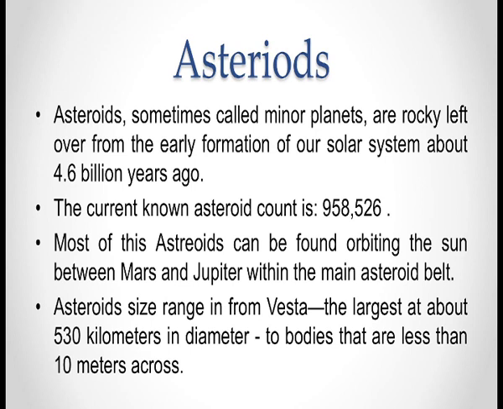Then another object in our universe is asteroids. Asteroids, sometimes called minor planets, are rocky leftovers from the early formation of the solar system about 4.6 billion years ago. The current known asteroid count to humankind is 958,526.